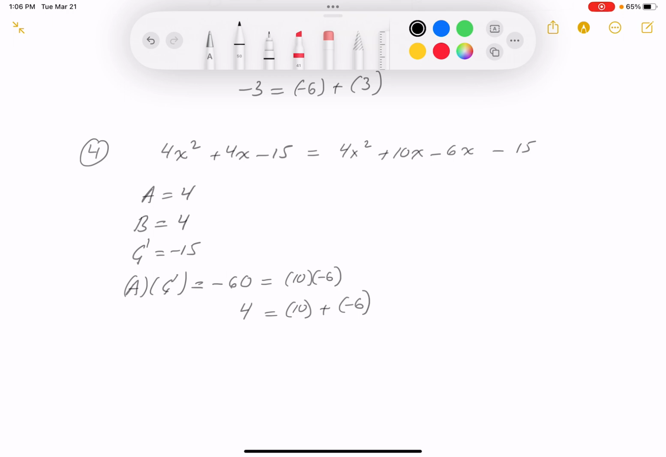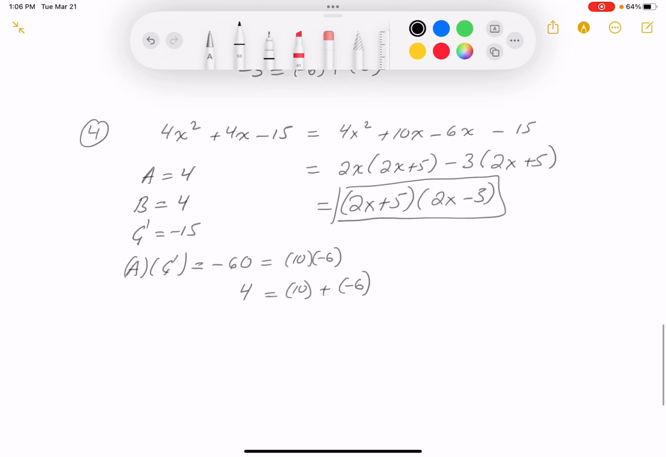I'm going to factor by grouping. The first two terms, what I'm going to factor out is 2x. What are you left with? 2x plus 5. From the second two terms, I'm going to factor out a minus 3. What are you left with there? 2x plus 5. What do you get over here? Well, the common factor now between those two terms is 2x plus 5. What are you left with? 2x minus 3.